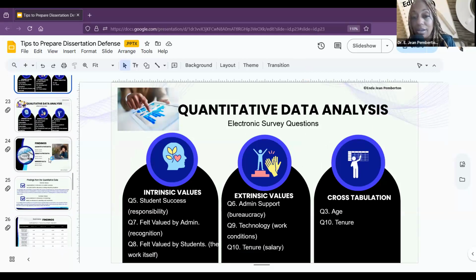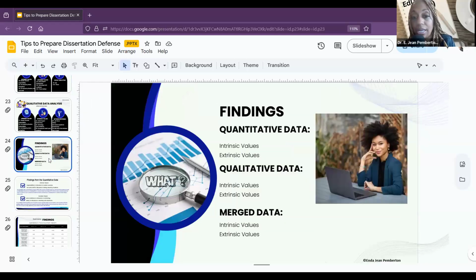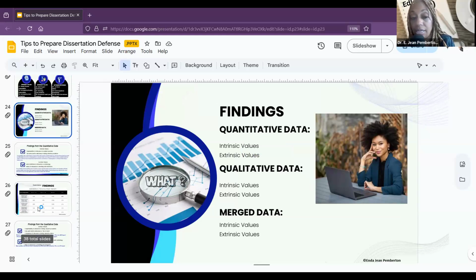I also had a slide about my findings. You definitely want to talk about your data analysis and then the findings that you have. I discussed my findings, and of course, they know my findings too because they have that information. You can list your findings. I discussed what intrinsic value findings and what extrinsic value findings I had for quantitative, qualitative, and when I merged the data together.